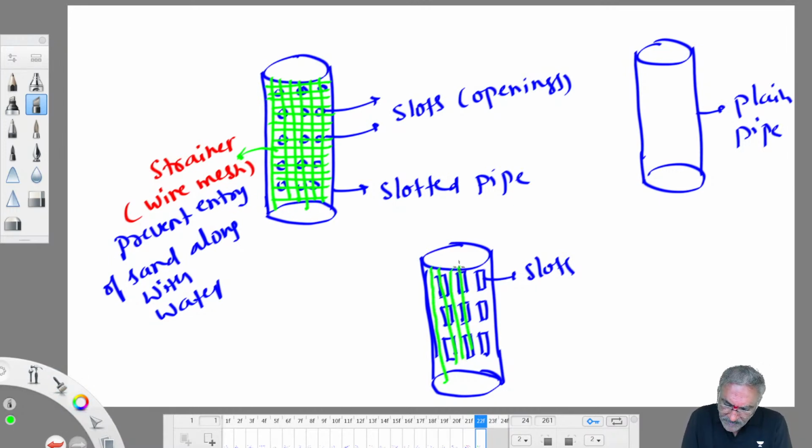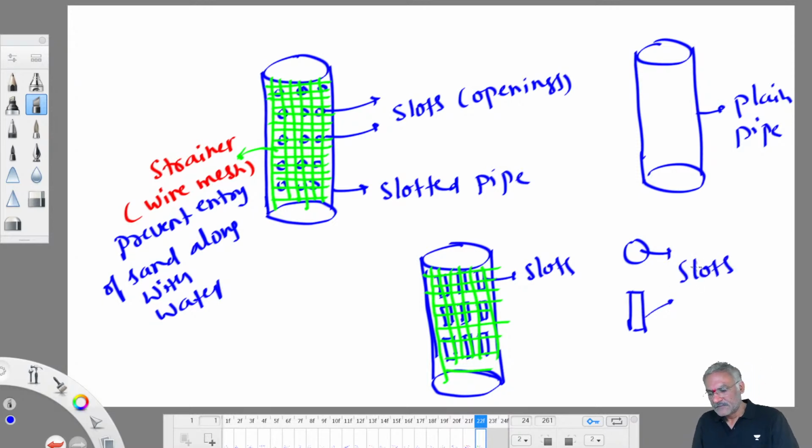Wire mesh is wound around. So slots could be circular, slots could be rectangular. These are called slots. Slots are nothing but openings. Okay?